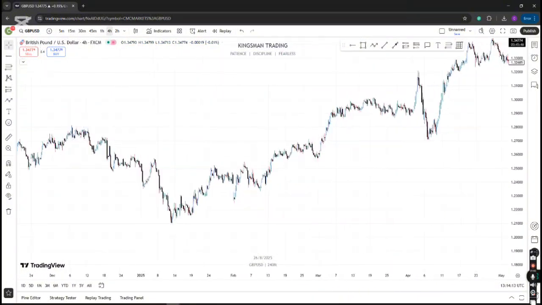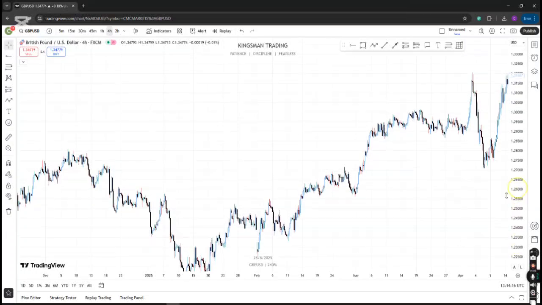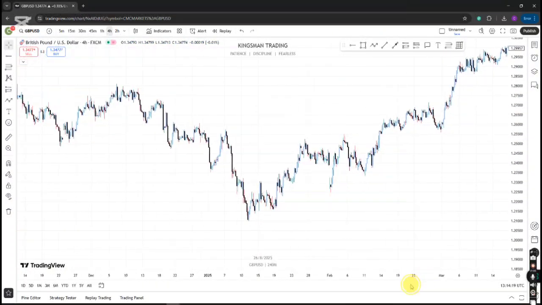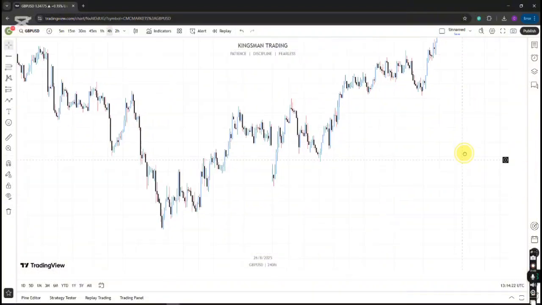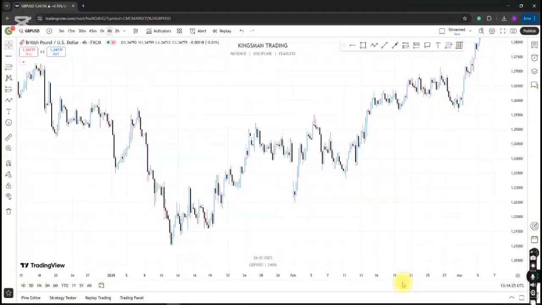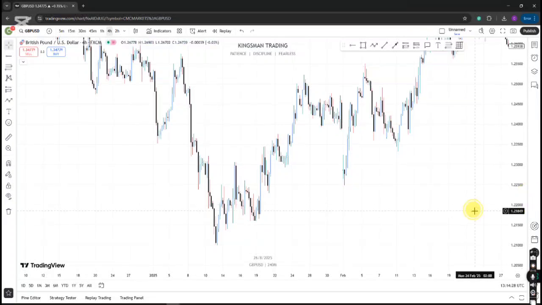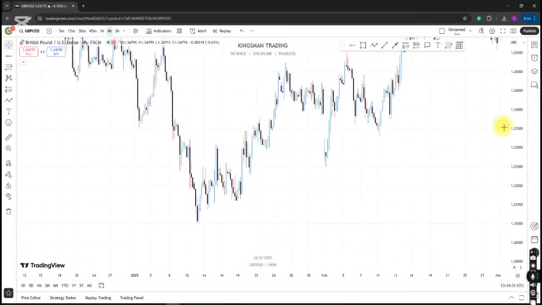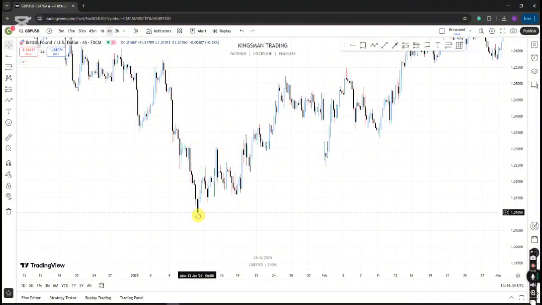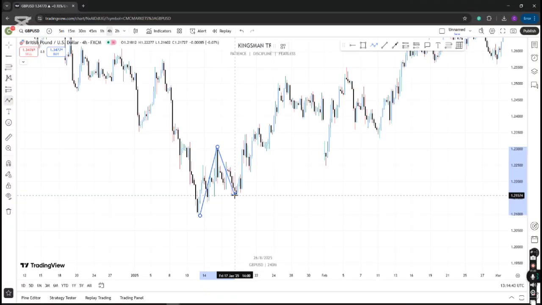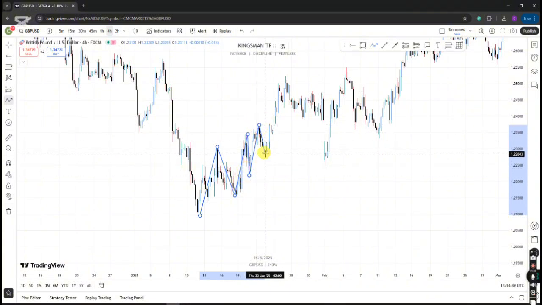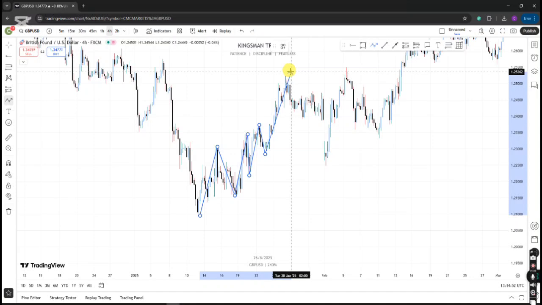Let me try to adjust it so you guys can see it very clearly. Yeah. So now let's start from here. We have this low, we have this high, we have this higher low, higher high, higher low, higher high, higher low, higher high, higher low. Then what did price do?